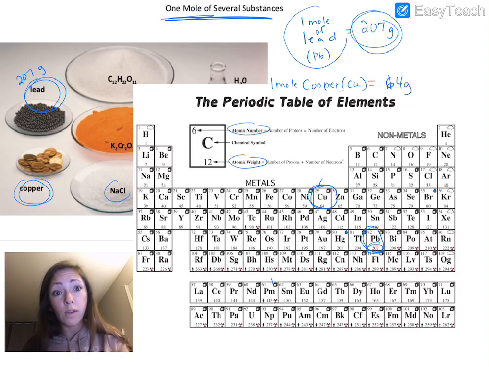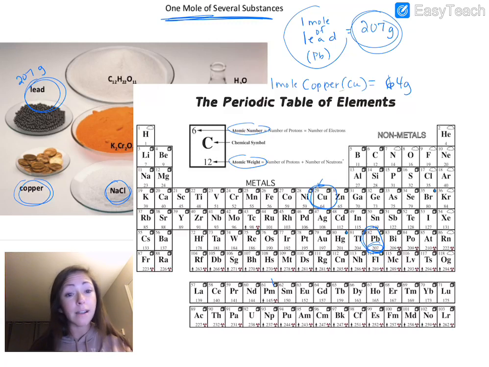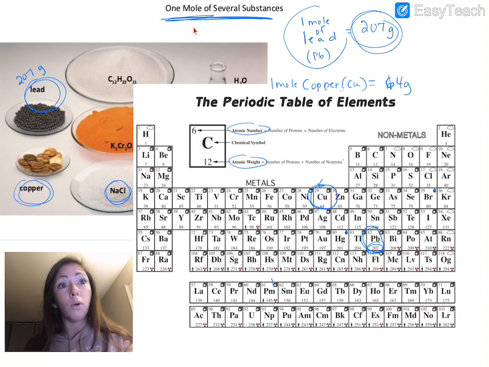Now, I want to take a look at some of these other substances. Right here, this is sodium chloride, which is regular table salt. It's a compound, not an element, all right? But it's still 1 mole, okay? This sodium chloride in this dish is 1 mole, okay? So how much does it weigh?